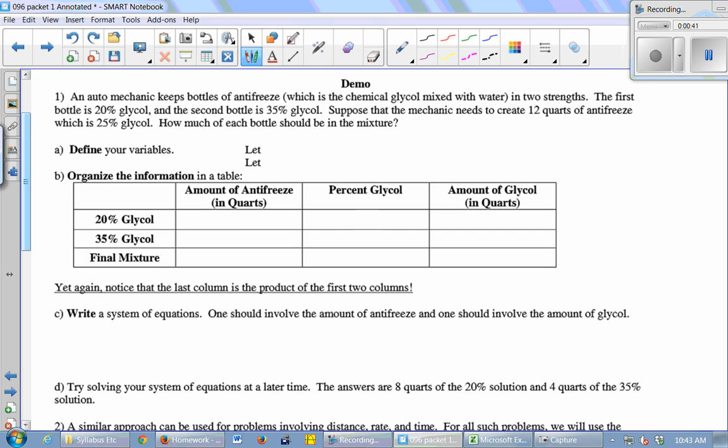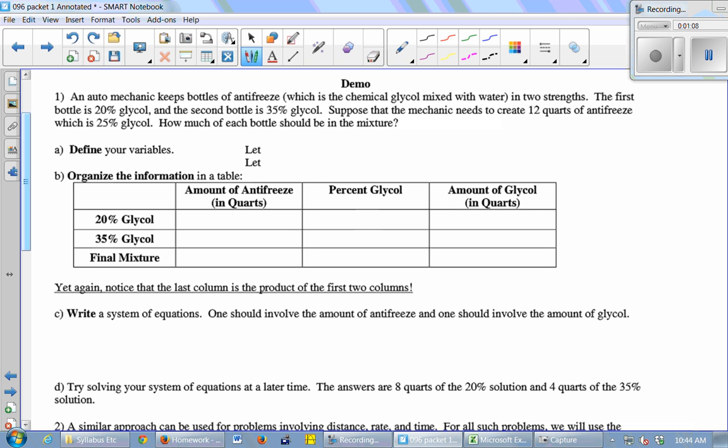All right, so first we have an auto mechanic. He keeps bottles of antifreeze, which is the chemical glycol mixed with water. It's a solution. There's some glycol and there's water in it, and you mix those together and it makes antifreeze that you put in your car, right? So he has it in two strengths. The first bottle is 20% glycol, 80% water, and the second bottle is 35% glycol, 65% water.